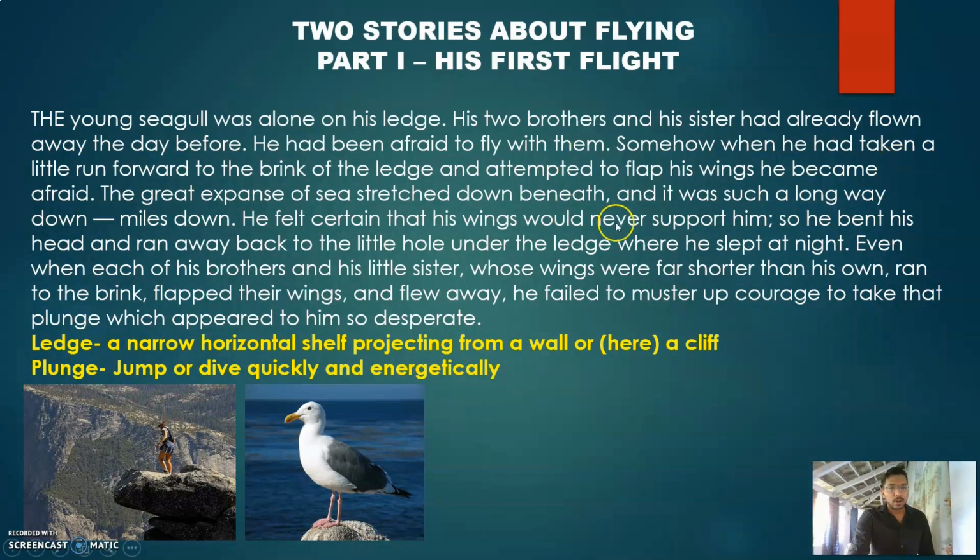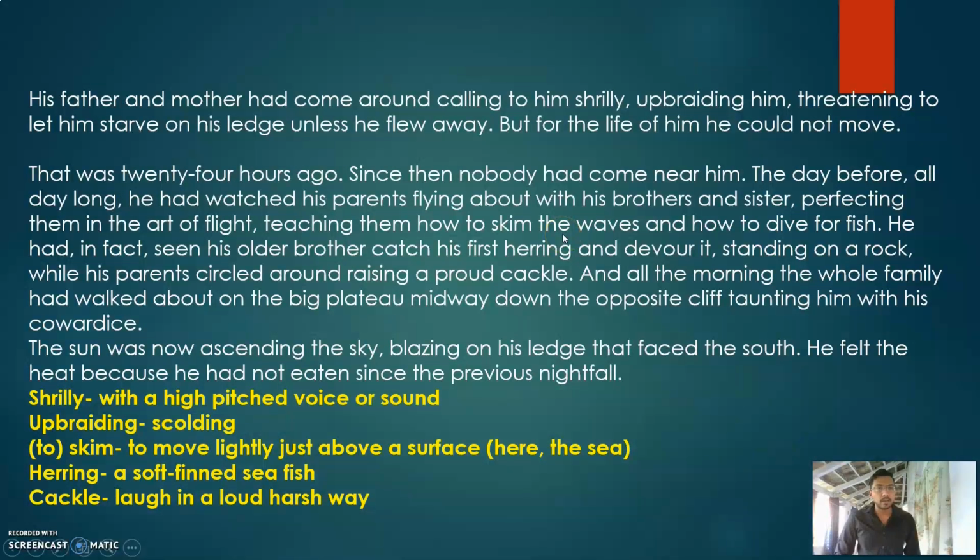Plunge means jump or dive quickly and energetically, which appeared to him so desperate. So other brothers and sisters who were physically not as strong as him also flew away, but he was not able to gather enough courage. Muster up courage means gather enough courage to take that plunge, to jump and dive. He was so desperate. Desperate means he was hopeless about the situation that he would be tackling. Okay, so this is the second part.